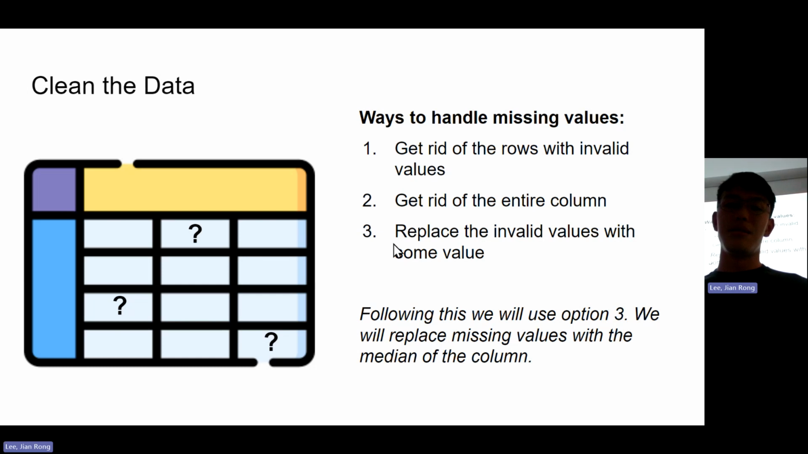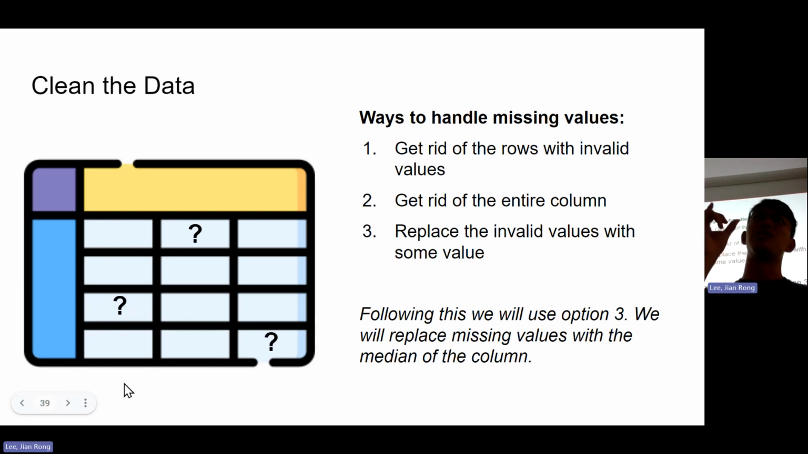But the last method, and also the one that we're going to use, is we're going to replace the invalid value with some acceptable value, right? So usually people either use the median of the column or they use just 0, right? So for example, over here in this first column, if this value is missing, what I do is I look at all the other values that are present, and then I take the median of those values and I slot that in here. So I basically solve my problem. I have no more invalid values, right?